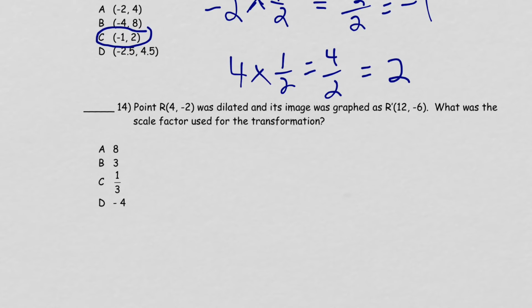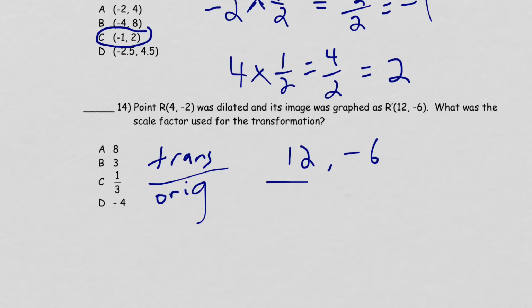Number 14 says point R at (4, -2) was dilated, and its image was graphed as R prime. What was the scale factor? Well, to find the scale factor, we know we have to take the transformed coordinates and divide them by the original coordinates. So in this case, it's going to be (12, -6) divided by (4, -2), because (12, -6) is the dilated image, and (4, -2) is the original image.